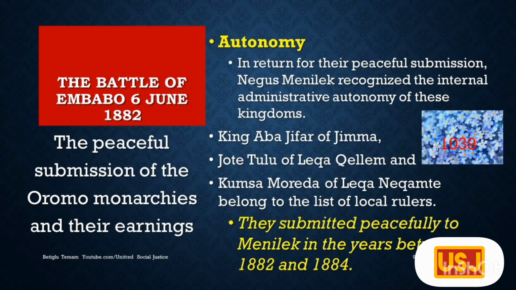In return for their peaceful submission, Negus Menelik recognized the internal administrative autonomy of these kingdoms. King Abba Jifar of Jimma, Dejazmach Jote Tullu of Lika Qellem and Kumsa Moroda of Lika Nekemte belong to the list of local rulers who submitted peacefully to Menelik in the years between 1882 and 1884.